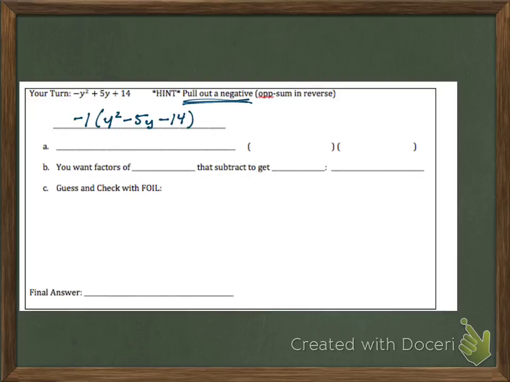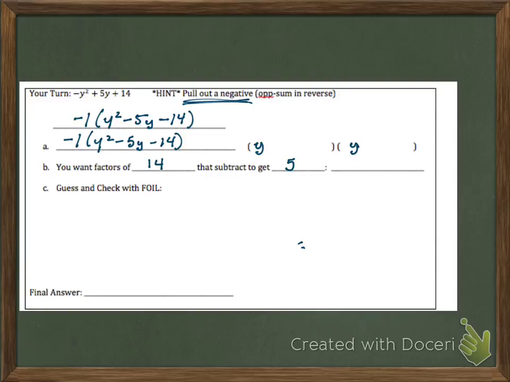And then you can see I have that negative constant. So now I've got negative 1 times each piece, so I have that negative 1, and that is times each value. And I want to break that down. The first term is y squared, and so I want to place a y in each binomial, and I want factors of 14 that subtract to get 5. So I want to think about that. I want to think about factors of 14 that subtract to get 5.